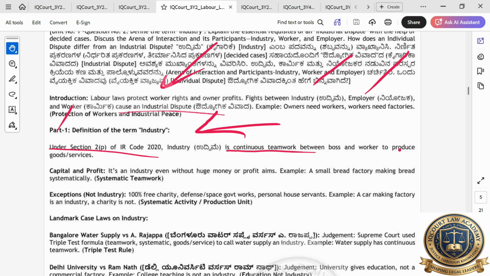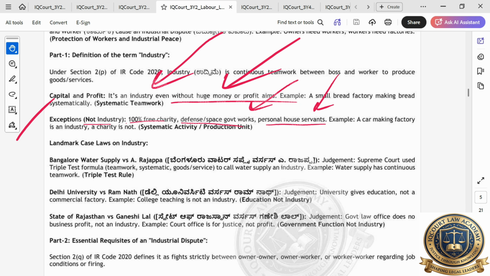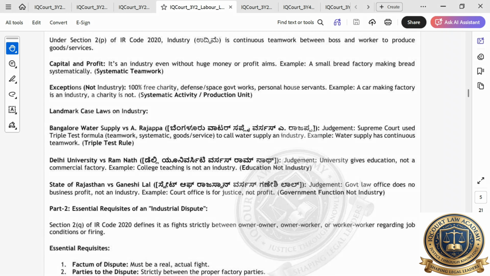It's a continuous teamwork between boss and worker to produce goods and services. Capital and profit: it is an industry even without use of money or profit ends. Very simplified, only keywords are the exception. 100% free charity, defense, space, government work, personal, house servant, these are all excluded from the definition of industry. Very highly simplified. Then case laws.